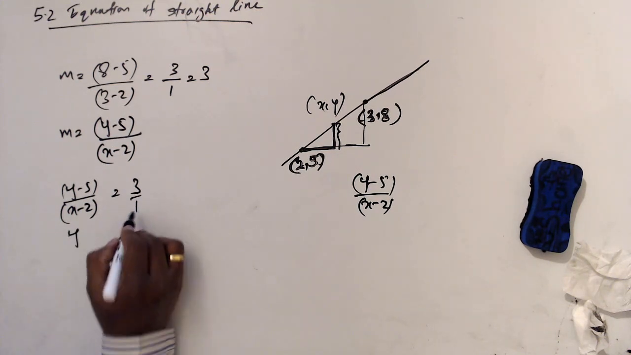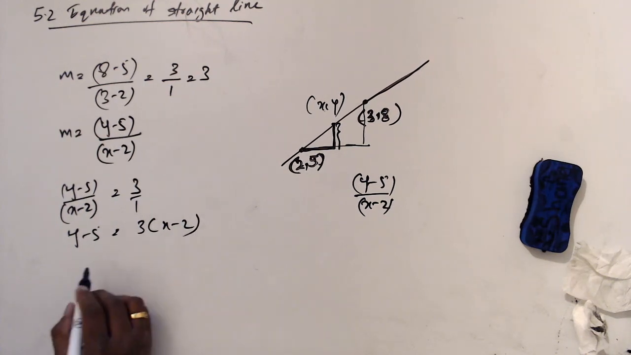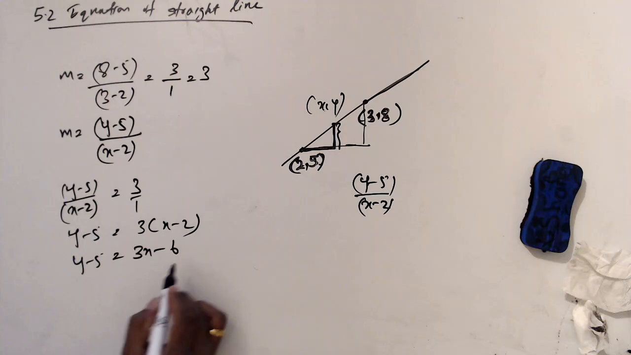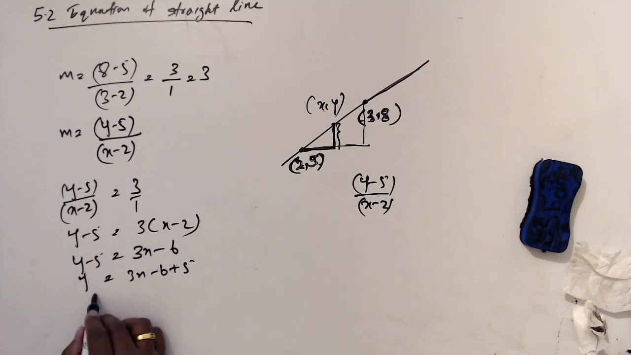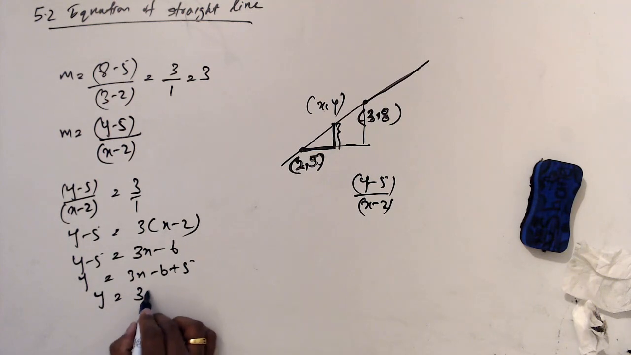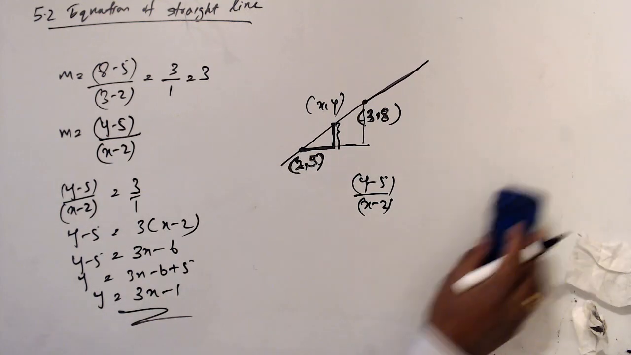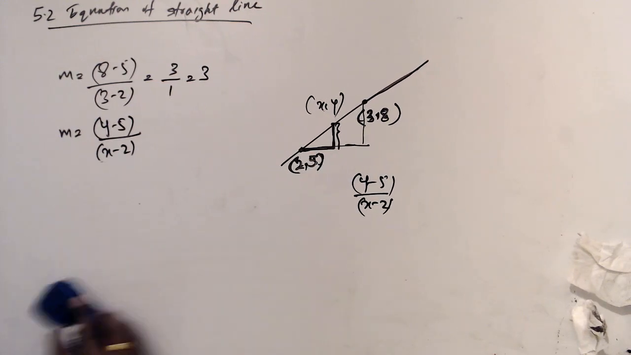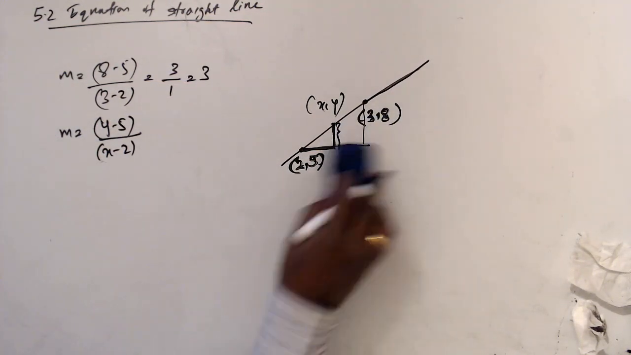Then simplify as normal. y minus 5 equals 3 times x minus 2. y minus 5 equals 3x minus 6. y equals 3x minus 6 plus 5. y equals 3x minus 1. This is also right. So m you found out from this point.